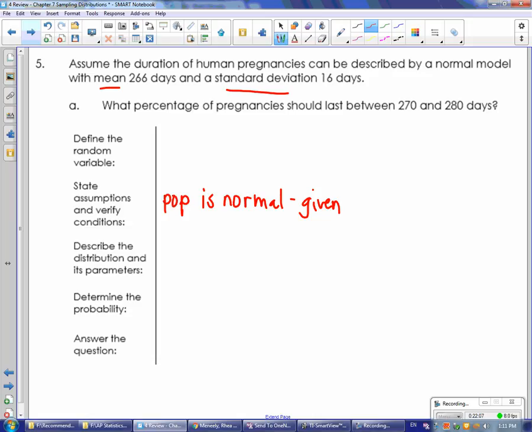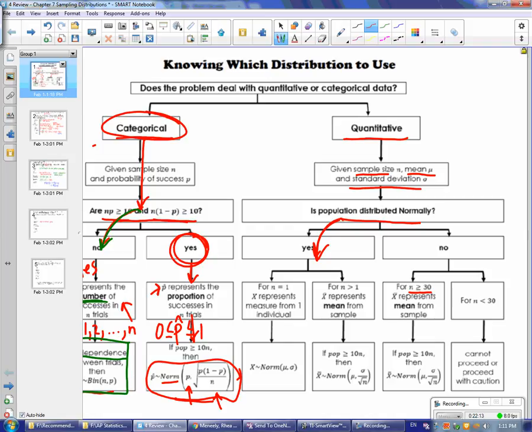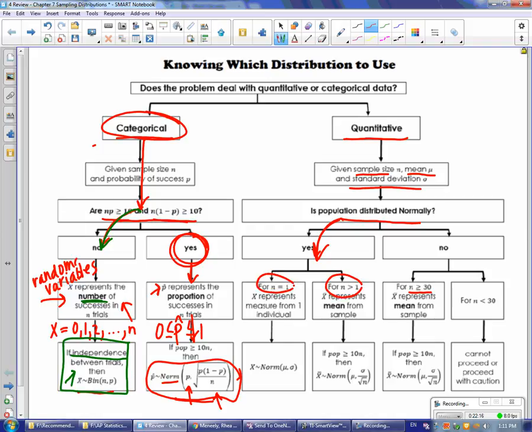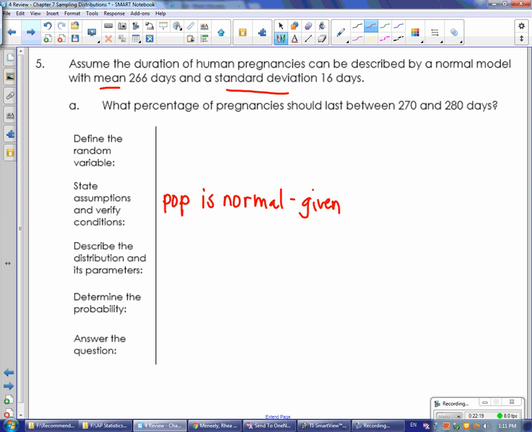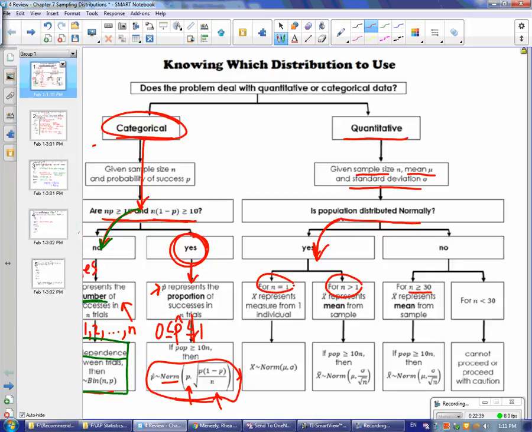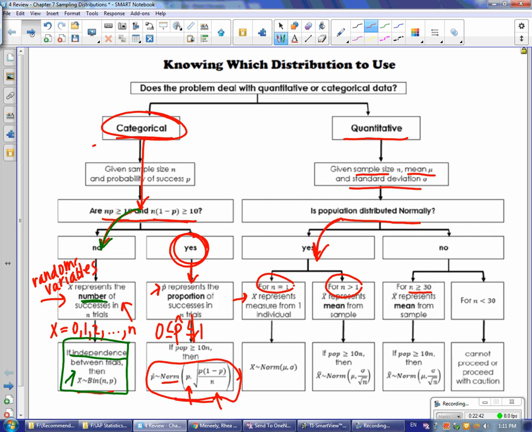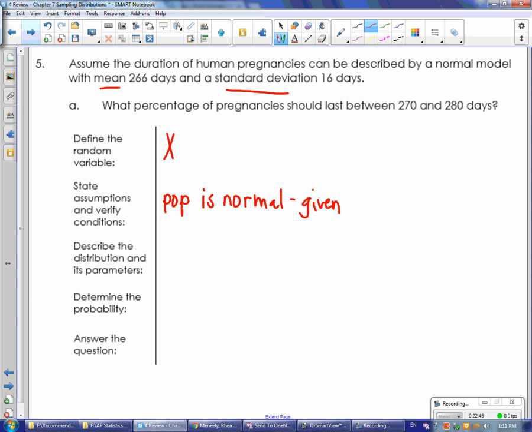So if the population is normal, I want to think then, am I dealing with a sample of one or a sample of many? In this case, it's not as obvious as the other one. So in part A, it says, what percentage of pregnancies should last between 270 and 280 days? It's essentially, if I were to choose someone at random who is pregnant, what are the chances that her pregnancy would last between 270 and 280? So this is actually looking at an individual pregnancy. And so I would define X, and it tells you on the flow chart, X represents the measure from one individual. So I would say X equals the duration of a human pregnancy.